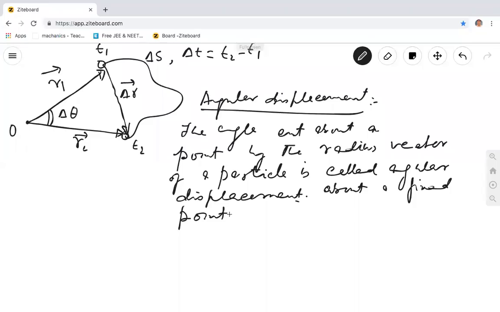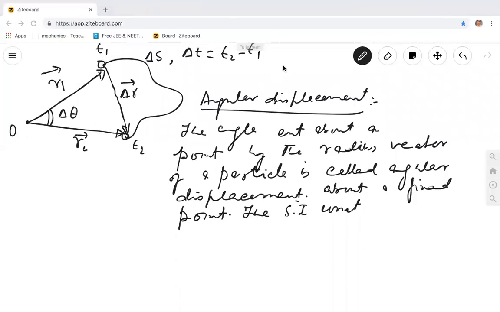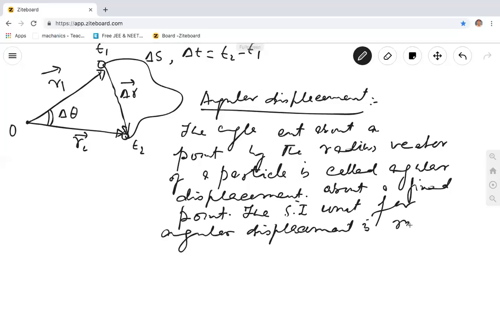Now the point is, what is the SI unit? The SI unit for angular displacement is radians.